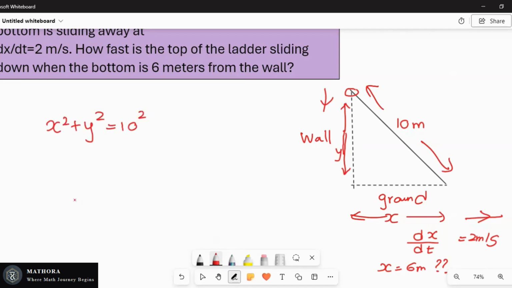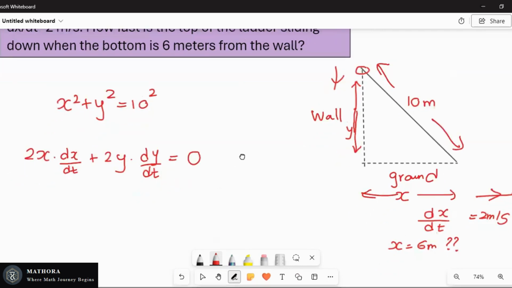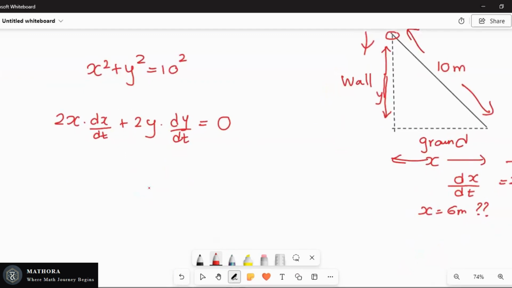Okay, step 2. We need to differentiate both sides with respect to time t. Remember, with respect to time t. So it's going to be 2 times x times dx over dt plus 2 times y times dy over dt, and 10 to the power of 2 is a constant, so it's going to be 0 after differentiating. So then now we have a formula.